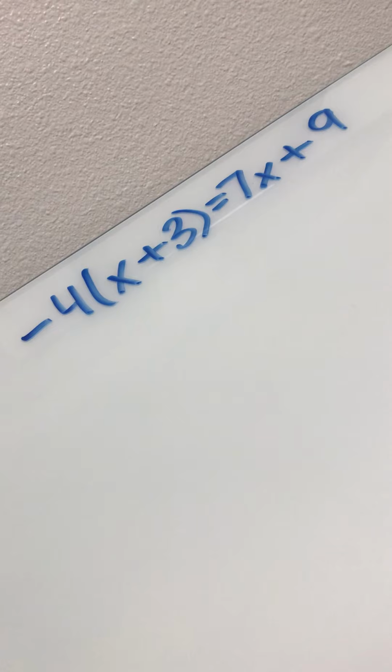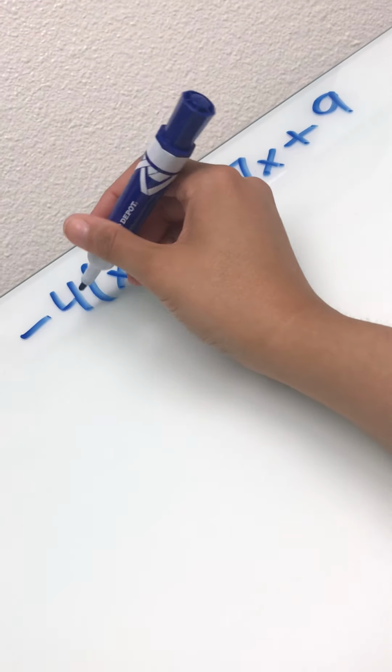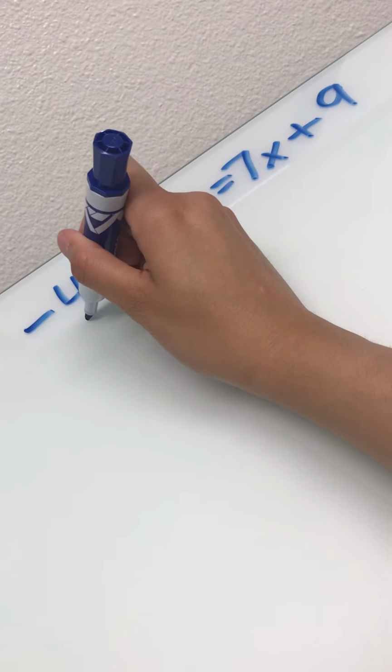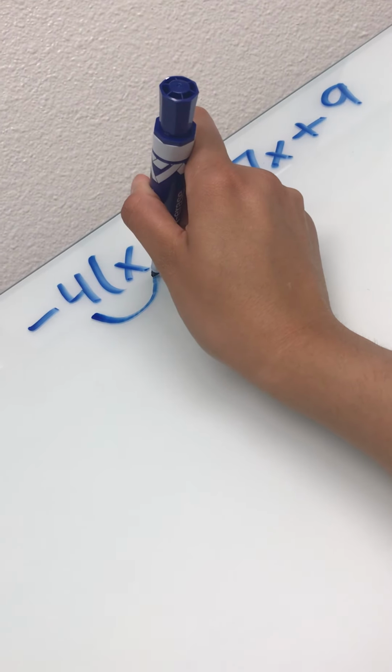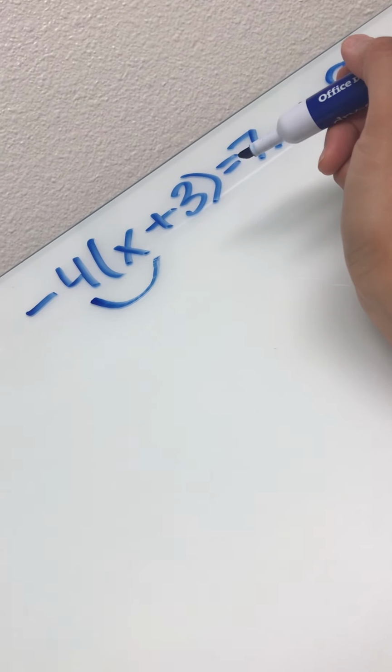Solve the following equation. When we're solving linear equations, it's a mixture of order of operations and isolating your variables. One of the first things we want to do here is try to distribute the -4 onto everything inside of our parentheses: -4 times (x plus 3).